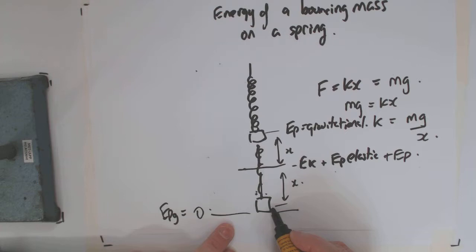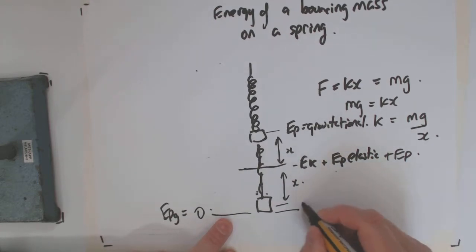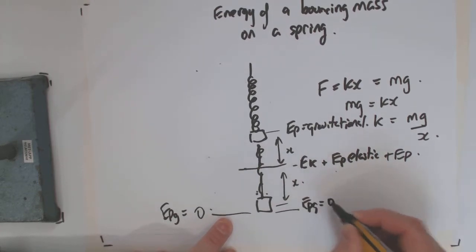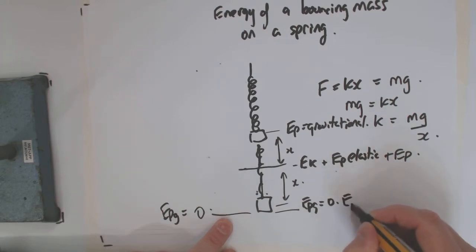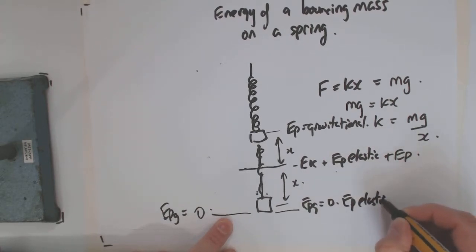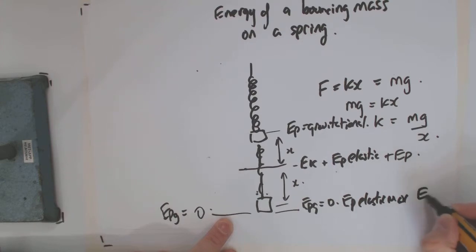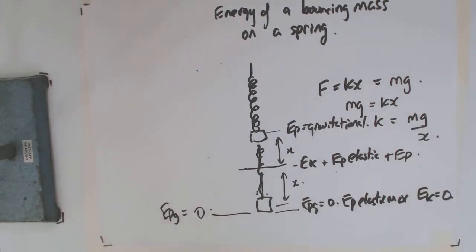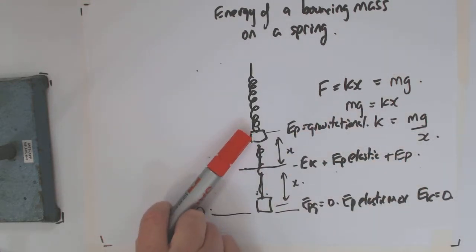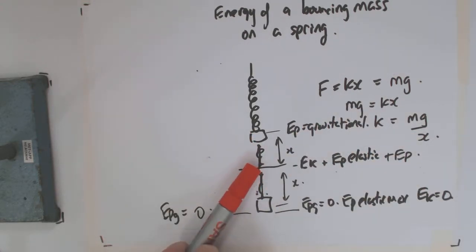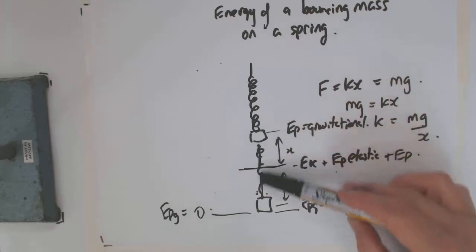So what happens at the bottom? At the bottom, you've got EP gravity equals 0, EP elastic is max, and EK is 0. So at the top, you've got maximum gravitational potential. In the middle, you've got a combination of all of them, if you measure your gravitational potential from here. And at the bottom, you've just got elastic. Weird, isn't it? And there's an interchange of these energies as it bounces up and down.